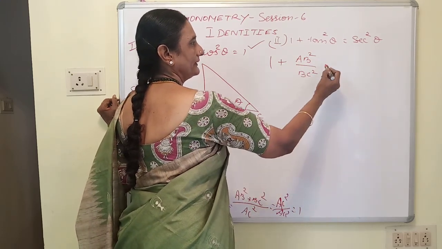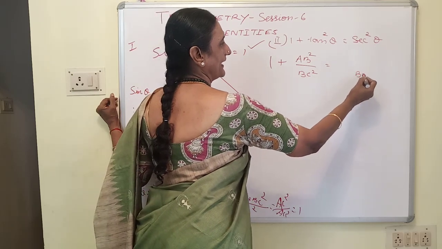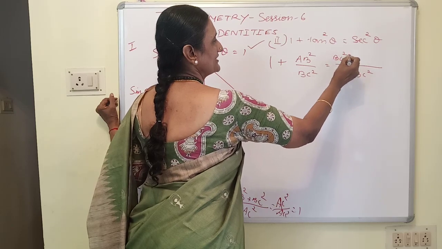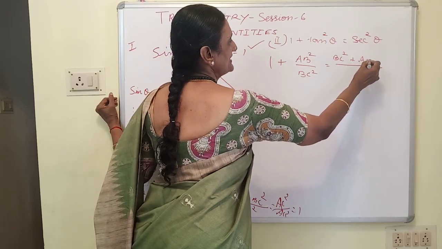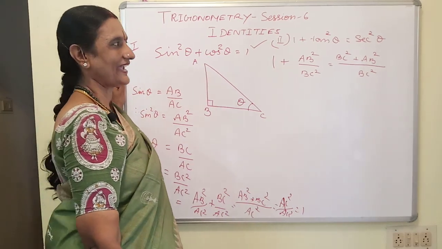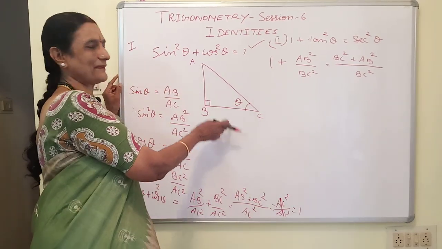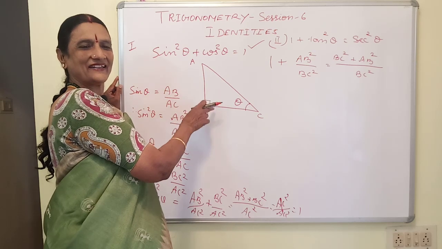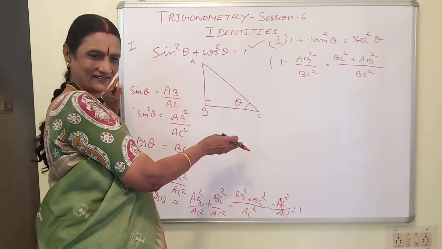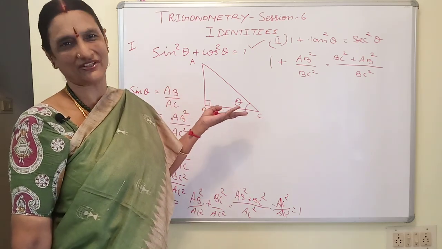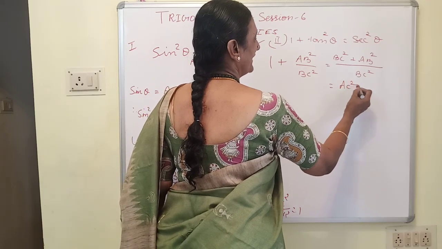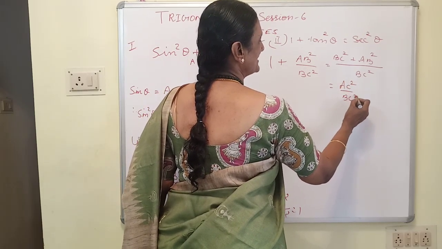Now take this BC square as the common denominator and we get BC square plus AB square divided by BC square. Can you tell me what is BC square plus AB square? Again, it is the Pythagorean relationship for the triangle ABC, which is obviously equal to the hypotenuse square. So that is equal to AC square divided by BC square.